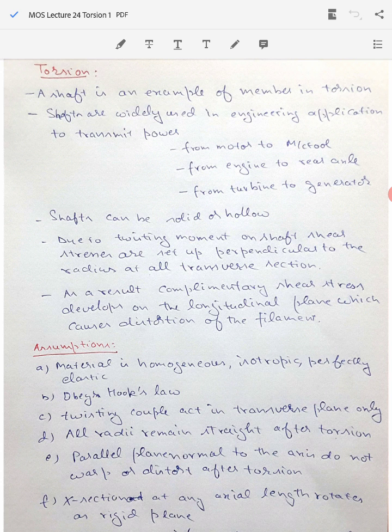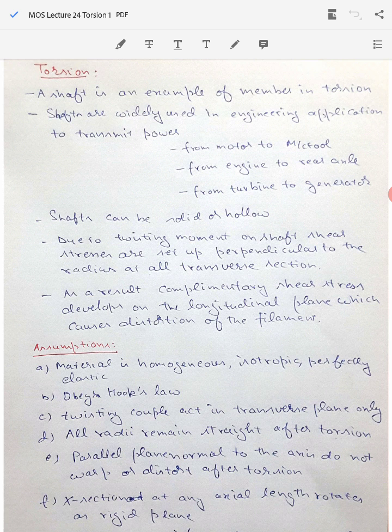Okay. So here we are talking about the shear stress. So the shear stress tau remains proportional to shear strain phi, which means that it obeys Hooke's law. The twisting couple acts in the transverse plane only. So we are applying the couple or the moment or the torsional moment, and it is acting in the transverse plane. All radii remain straight after the torsion.